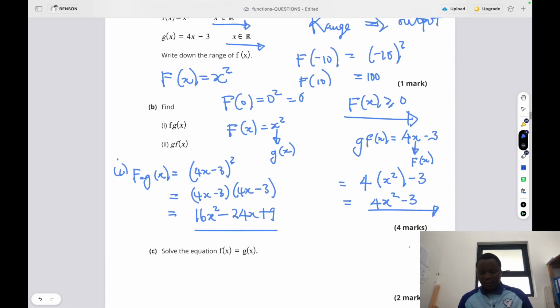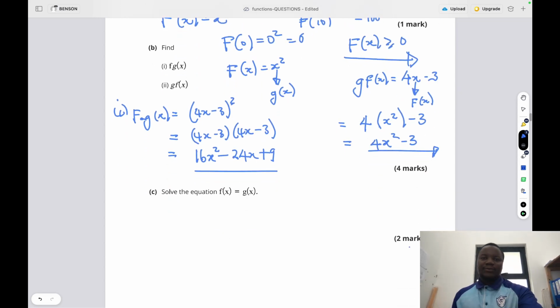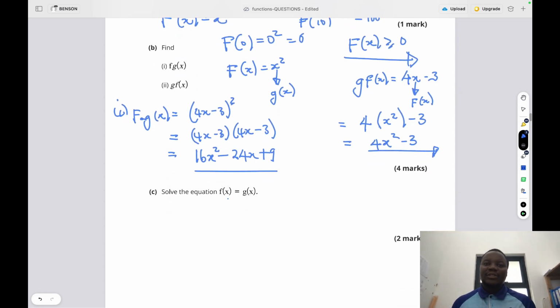Now the last part, they are saying solve the equation f of x. What's our f of x? F of x equals to g of x. Our f of x is x squared, but it must be equal to 4x minus 3. So they want us to solve this. We can just solve this using a quadratic equation by collecting everything onto one side to become this. The negative, once it's transposed, it becomes plus, and the positive becomes minus.